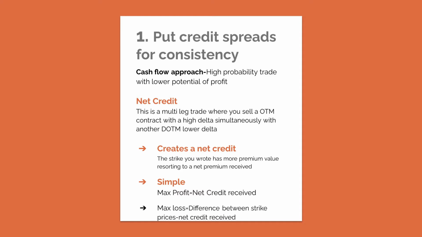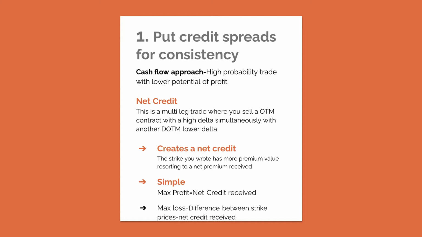So when you go ahead and write that contract, that short strike, you want that short strike to have more value. That way you receive a net credit. And here's the next point: creates a net credit. The strike you wrote has more premium value, resulting in a net premium received.